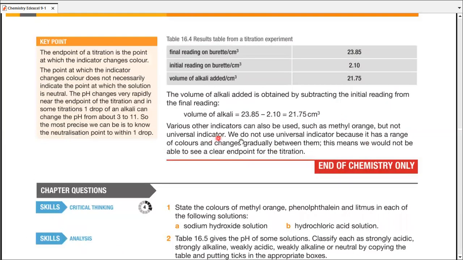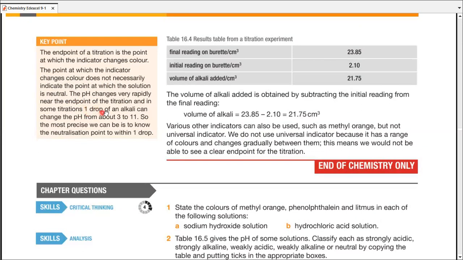We don't use universal indicator because it has a range of colors and changes gradually between them. We will never be able to see the clear endpoint. Endpoint is the point at which the indicator changes color, right? The point at which the indicator changes color does not necessarily indicate the point at which the solution is neutral. This is the endpoint of the titration. It doesn't mean the exact pH at that point is 7.